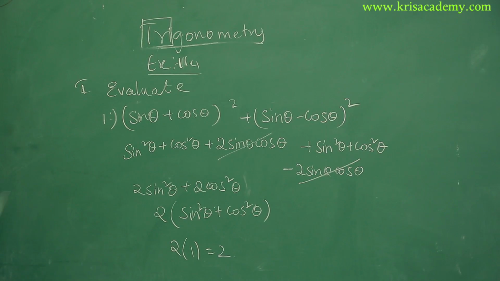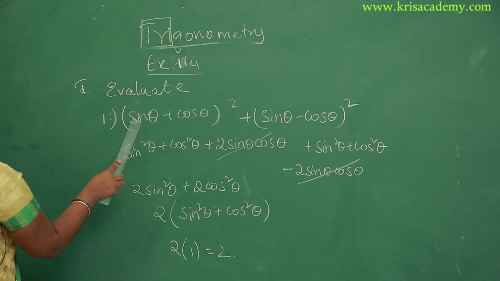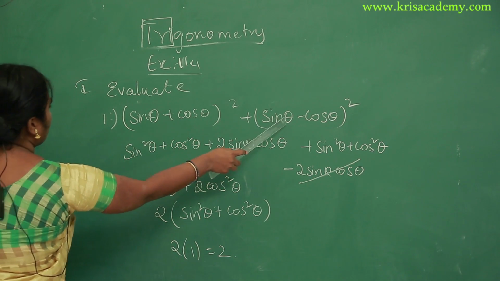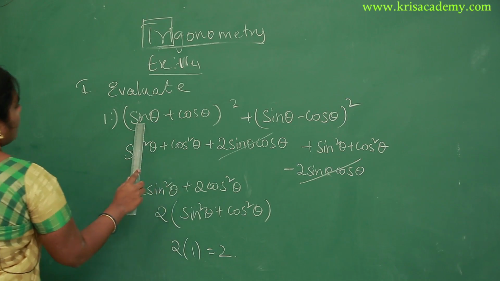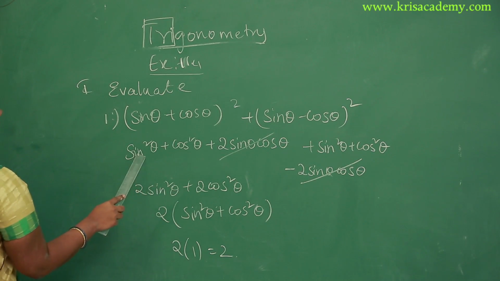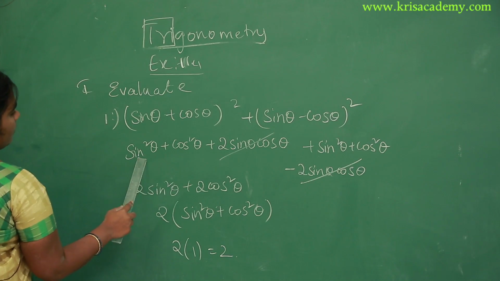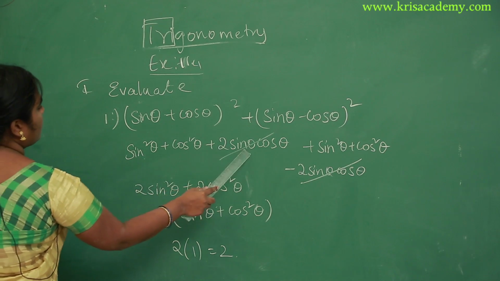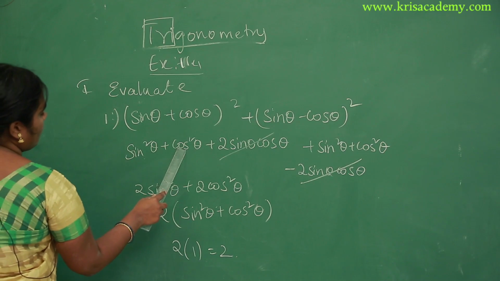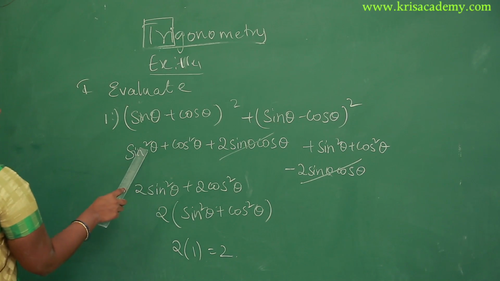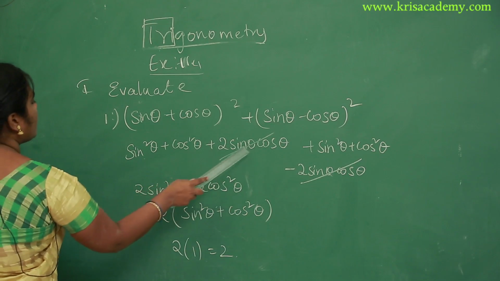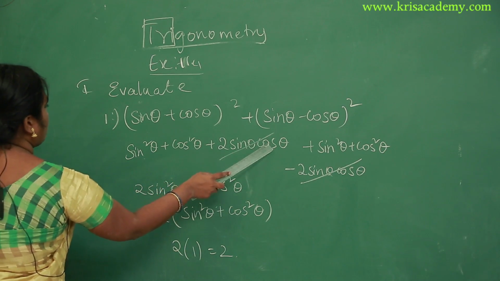So now exercise, first problem: evaluate (sin θ + cos θ)² + (sin θ − cos θ)². (sin θ + cos θ)² we have to expand using the (a + b)² formula, a² + b² + 2ab. The a value is sin θ, b value is cos θ. a² means sin²θ, b² means cos²θ, 2ab means 2 sin θ cos θ.